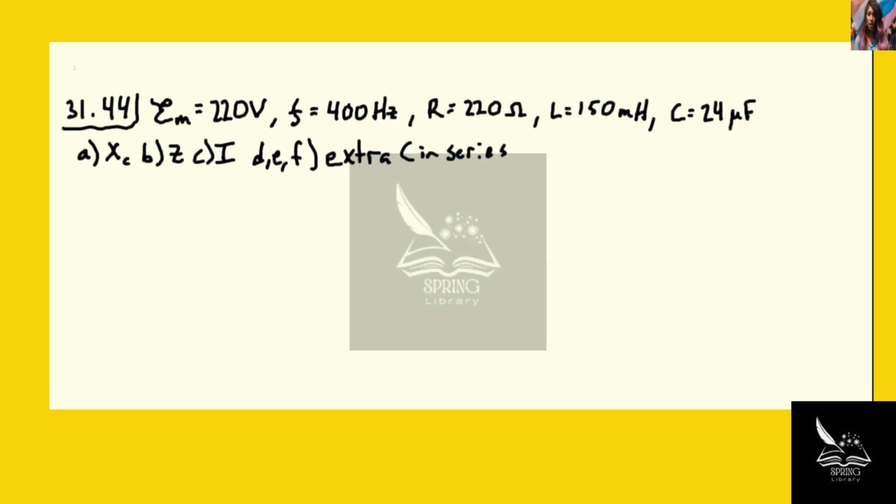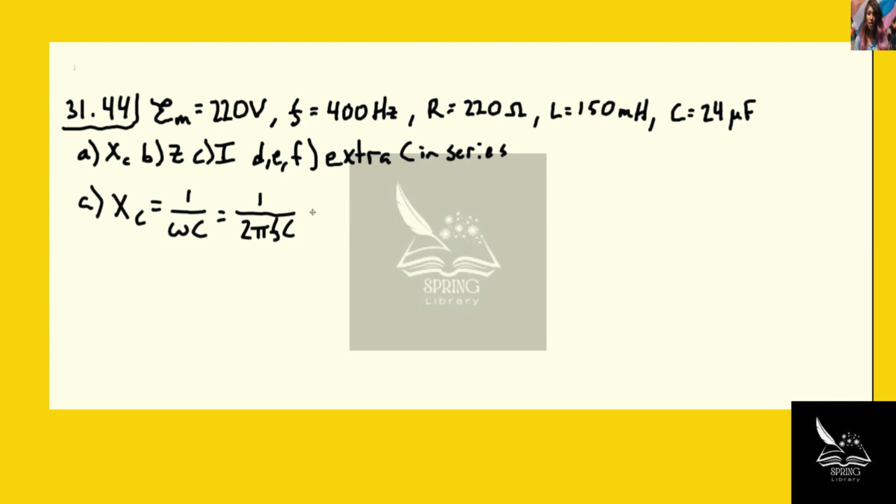31.44: we imagine we have a series RLC circuit with an EMF produced by an AC generator with an amplitude of 220 volts, a frequency of 400 hertz, and the given values of the components. We want to find the capacitive reactance, the overall impedance, and the amplitude of the current. The next three parts imagine putting an extra capacitor in series with the same value, and whether these increase, decrease, or stay the same.